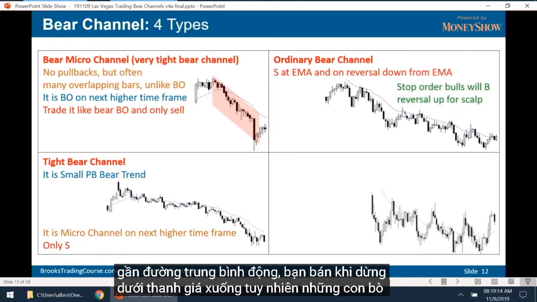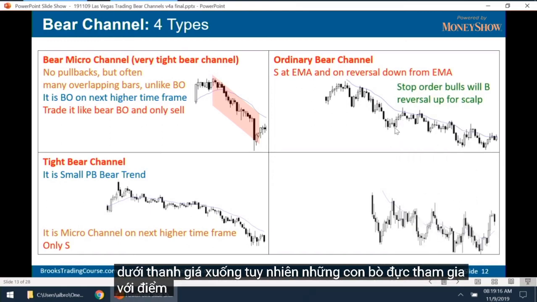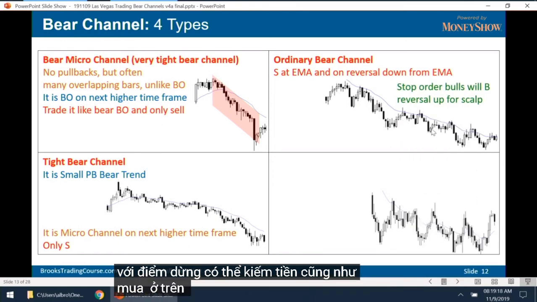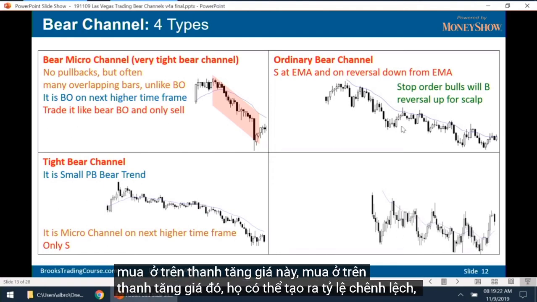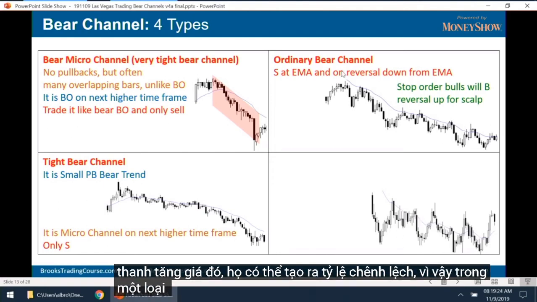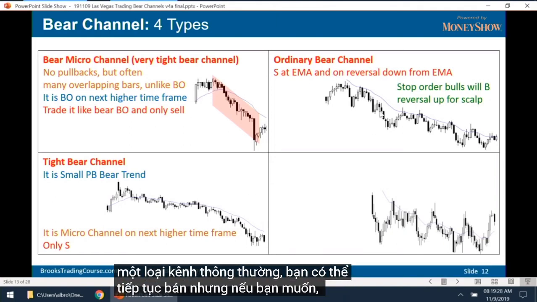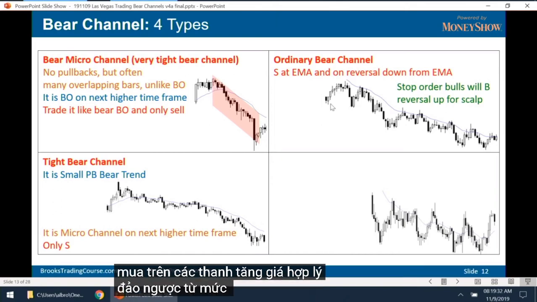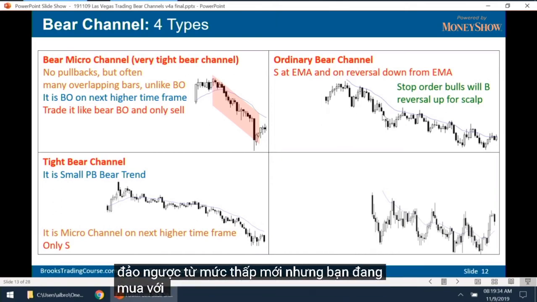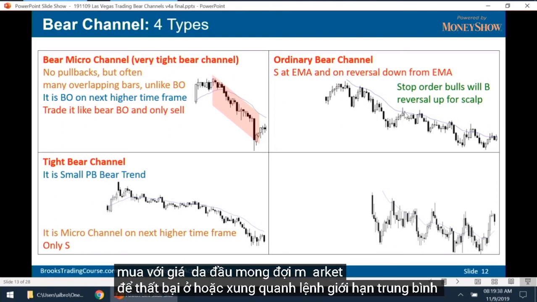However, bulls entering with stops can make money as well. Buying above this bull bar, buying above that bull bar, they can make scalps. So in an ordinary type of bear channel, yes, you keep selling, but if you want, you can also buy above reasonable bull bars reversing up from a new low. But you're buying for a scalp, expecting the market to fail at or around the moving average.